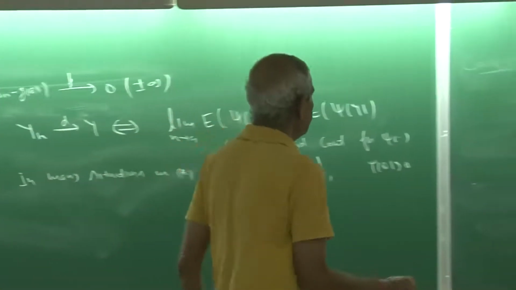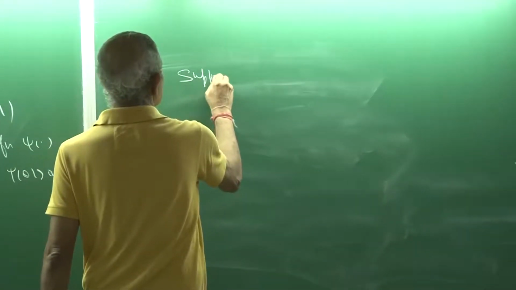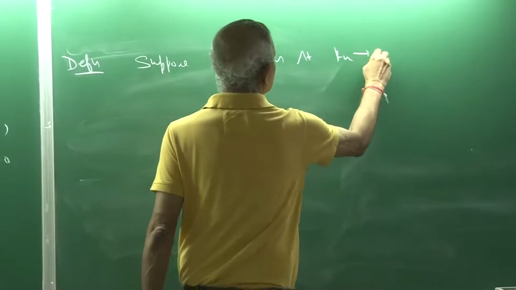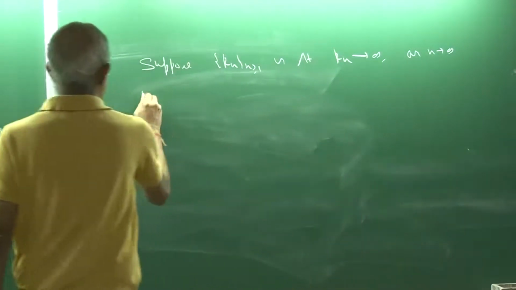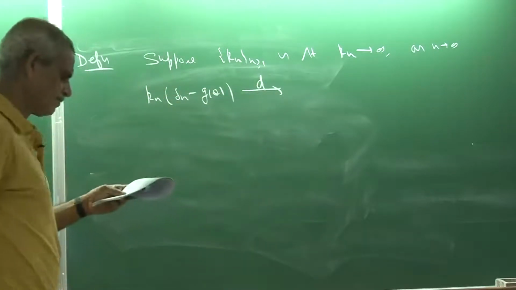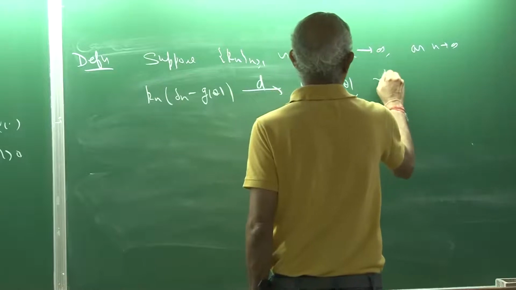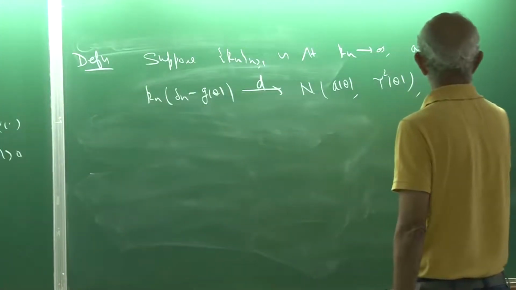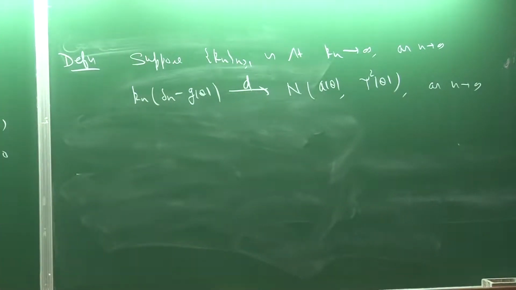So let me give the definition of asymptotic variance. So suppose Kn is such that Kn goes to infinity as n goes to infinity, and you have a sequence of estimators delta n such that Kn times delta n minus g theta goes in distribution to normal with, let us say, mean A theta and variance tau square theta as n goes to infinity. And I take this to be positive.